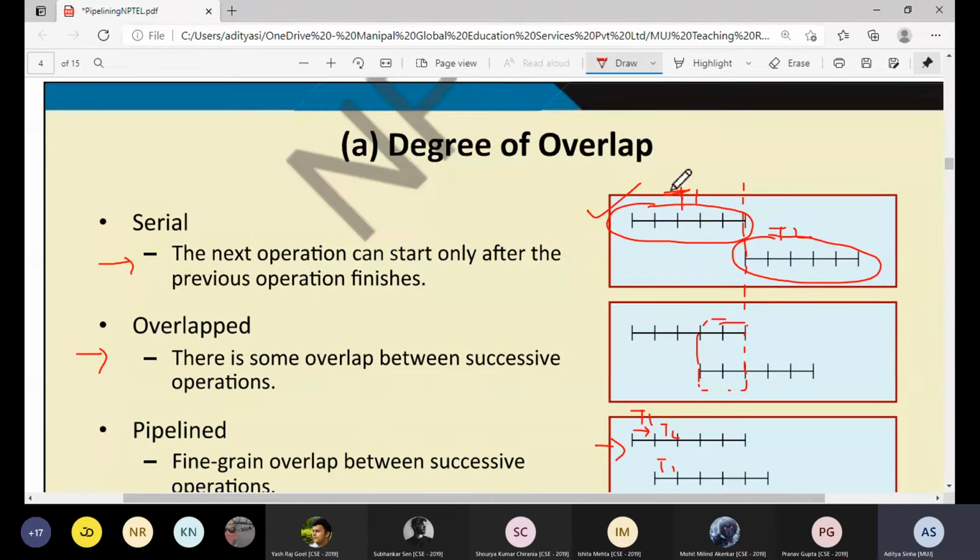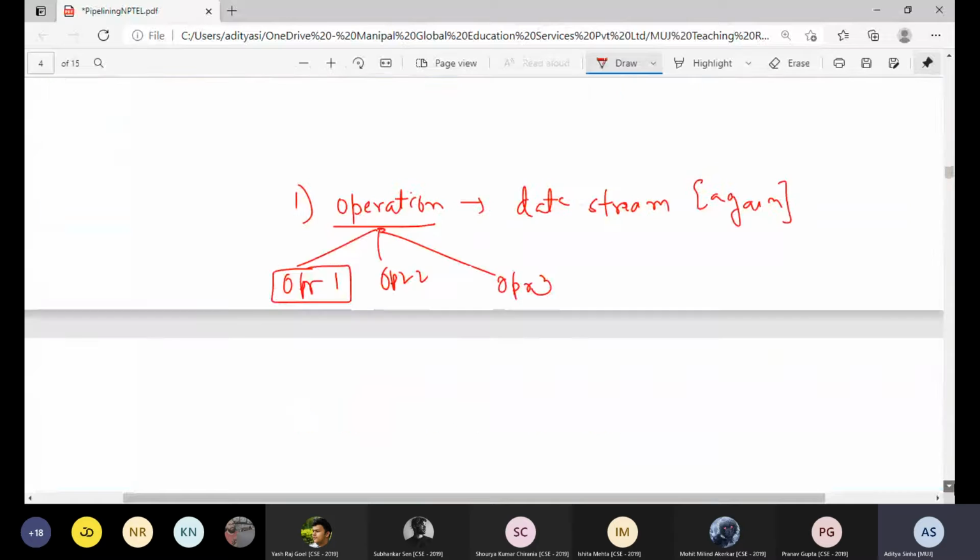We have seen the degree of overlapping, that is serial and overlapped. We have seen four or five characteristics of pipelining. One of them is the degree of overlap. This one is not at all a pipeline architecture. This one is a little bit pipeline architecture, because it's overlapped, and this one is a complete pipeline architecture.